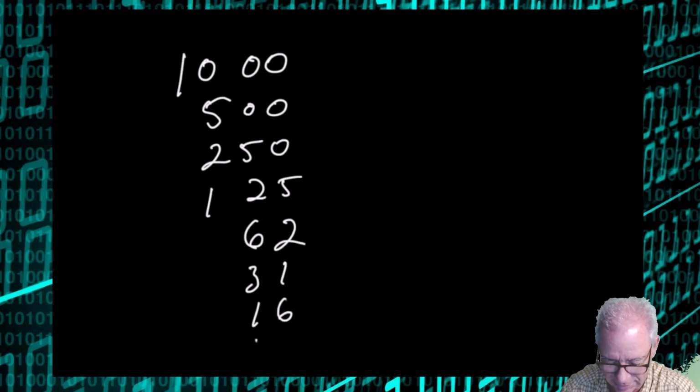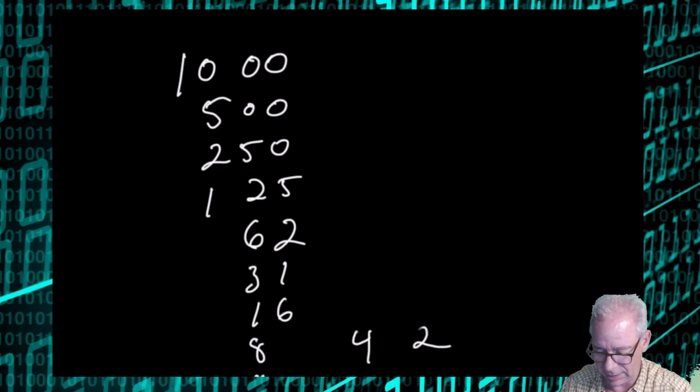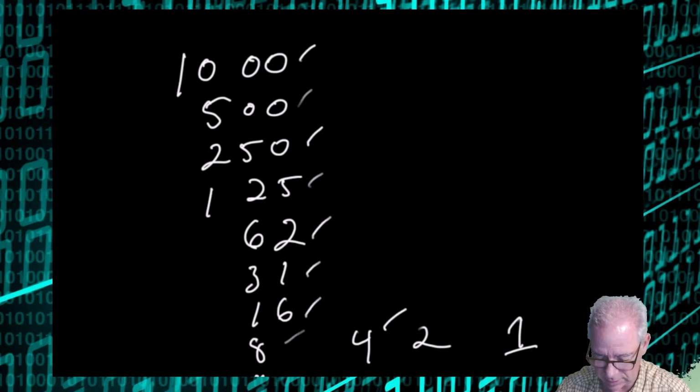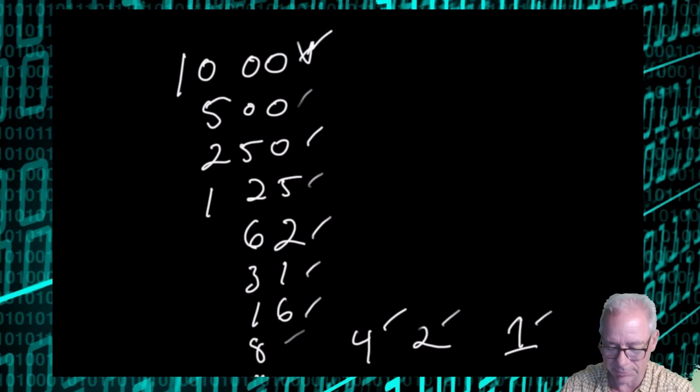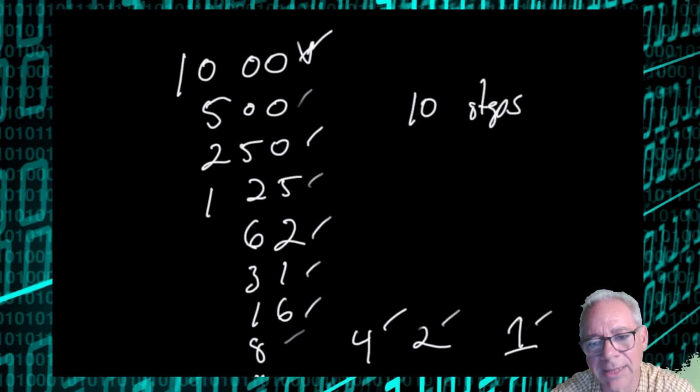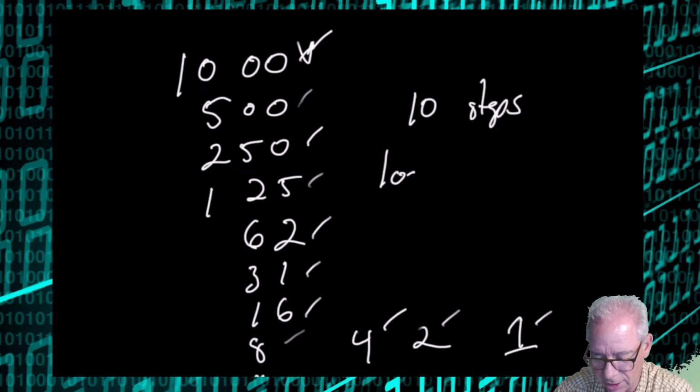Maybe 16, 8, 4, 2. Oh, 8, 4, 2, and finally 1. So we got 1, 2, 3, 4, 5, 6, 7, 8, 9, 10, 11. Actually, I counted that one extra, so there's 10 steps. So in 10 steps of cutting it in half, I got down to 1. And so you'd say this is called the log base 2 because I'm cutting in half of n.